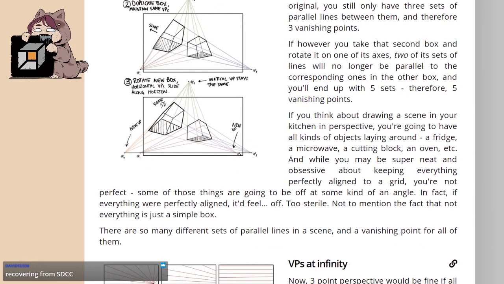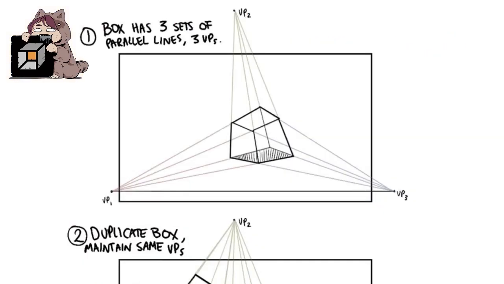If you think about drawing a scene in your kitchen in perspective, you're going to have all kinds of objects laying about. Fridge, microwave, cutting block, and oven, things that he never uses. And while you may be super neat and obsessive about keeping everything perfectly aligned to a grid, you're not perfect. Some of those things are going to be off at some kind of angle. In fact, if everything were perfectly aligned, it'd feel off, too sterile, not to mention the fact that everything is just a simple box. There are so many different sets of parallel lines in a scene and a vanishing point for all of them. Alright, let's look at this picture.